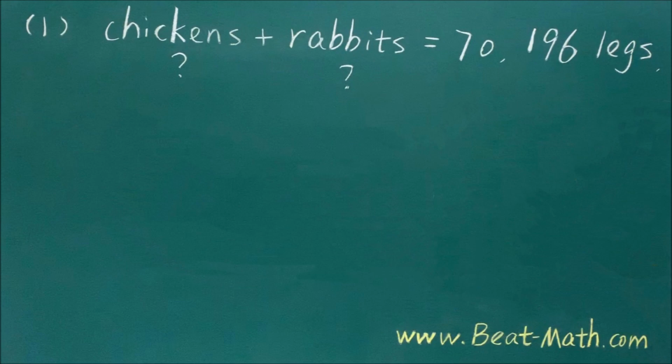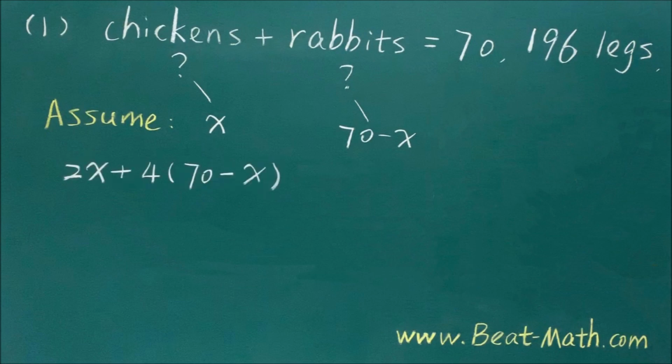First, let's assume there are X number of chickens. So then we get the number of rabbits is 70 minus X. As we know, a chicken has 2 legs and a rabbit has 4 legs. So the total number of legs is 2x plus 4 times the bracket 70 minus x, and it equals 196.